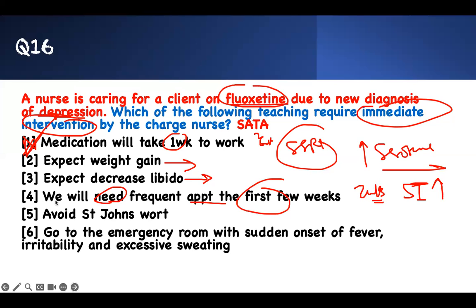Avoid St. John's wort. What does St. John's wort do? It has a lot of serotonin. If you combine that, you have serotonin syndrome. So we don't need intervention for this one.